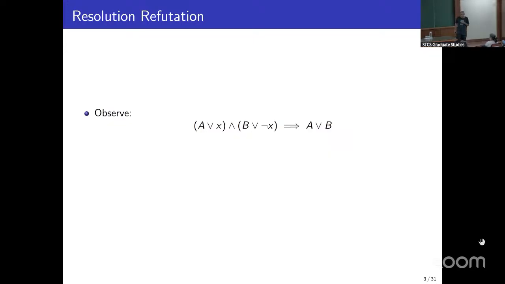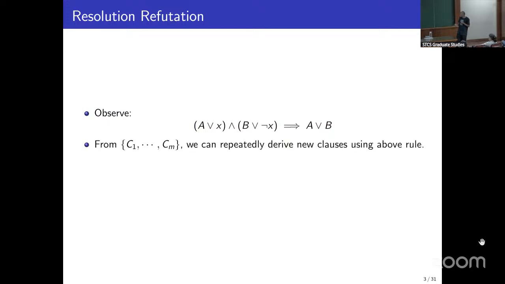So I'll start by describing the most basic and well-studied proof system. This is called resolution. And this is how resolution works. Suppose you have two clauses in your CNF, A or X and B or not X. Note that these two together imply A or B. So you're given the CNF, which is the set of clauses C1 to Cm. And from this set of clauses, you try to find two clauses which are of this form, and you derive a new clause.